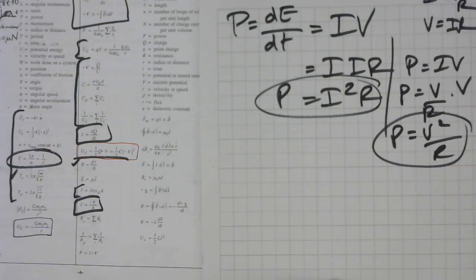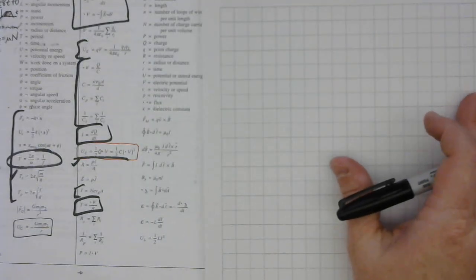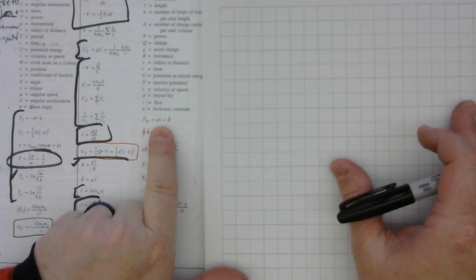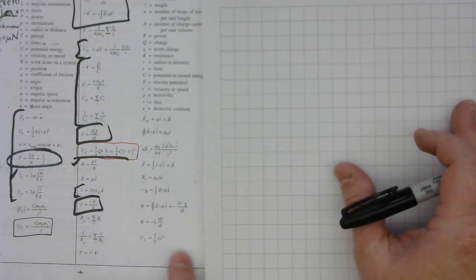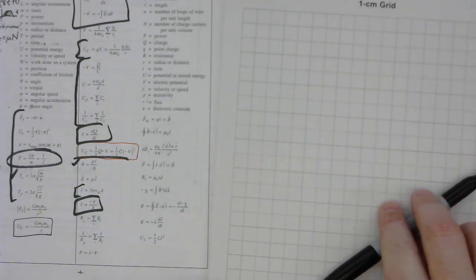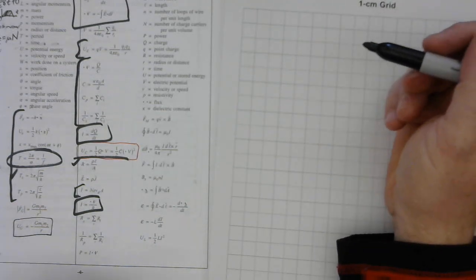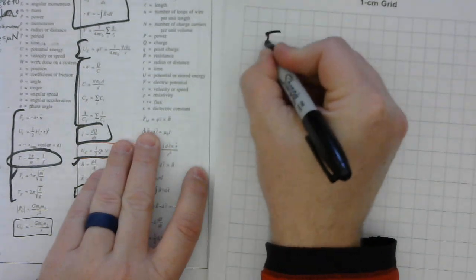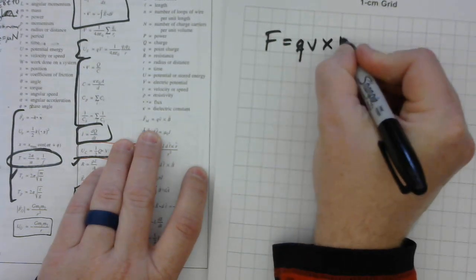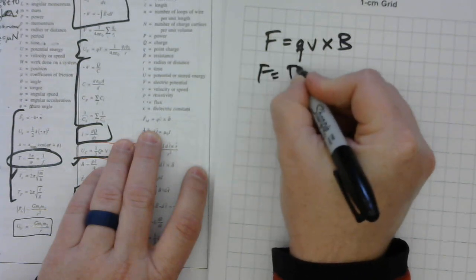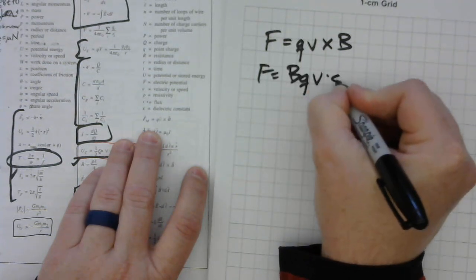All right. Now we're getting to magnetic interactions. You're going to notice that all these have little X's on them. That little X, which you'll see multiple times here, means you're doing a right-hand rule. So my first is magnetic force equals qV cross B, which means it's BqV times sine of theta.